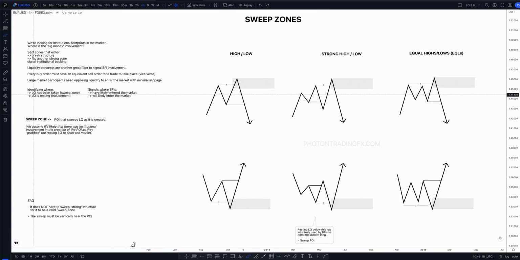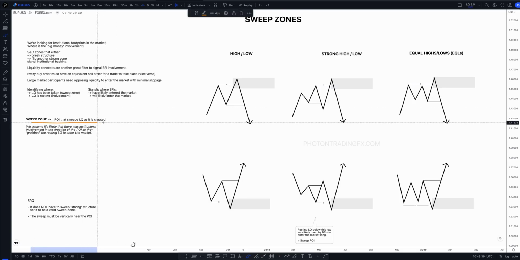So essentially, identifying where liquidity has been taken in the creation of a sweep zone signals where they have likely entered the market. And where liquidity is resting, so liquidity that hasn't yet been tapped into behind here, we'll talk about this later, but that's the concept of inducement, and we can signal where they will likely in the future potentially enter the market.